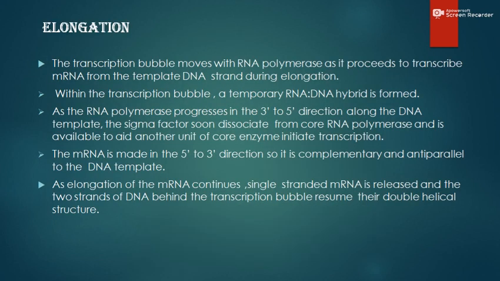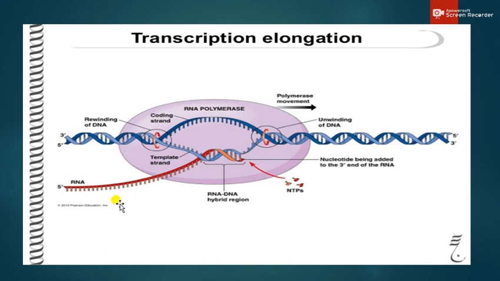As the elongation proceeds, what happens? You will get a single-stranded mRNA, and this mRNA is being released, and the two strands of DNA behind the transcription bubble will start rewinding. So just have a look at this. This region is called the transcription bubble, where the double-stranded DNA is being unwound, and this is the RNA polymerase. As the polymerase is moving, what happens here?